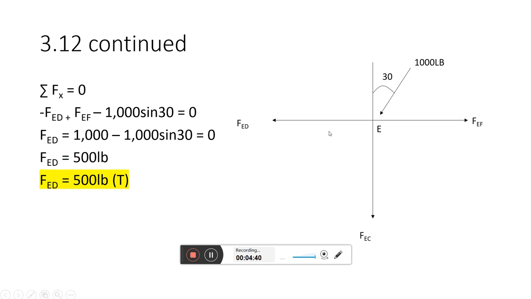So for ED, right here, take the sum of all the x forces. You have negative ED, because it's going in this direction, plus EF, because that's going in this direction, minus 1,000 sine 30. And isolating for ED, you get 500 pounds of tension.